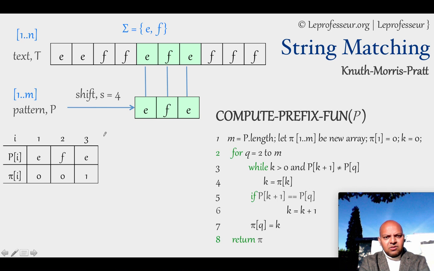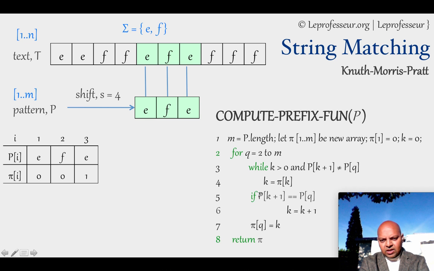Now you see here the pattern is EFE, where i indicates the index: first location E, second F, third E. Then let's see how pi is being calculated. We initialize pi of 1 to 0, and the variable k is 0. Now for q equal to 2 to m, while k is greater than 0 and p of k plus 1 is not equal to p of q. Here k's value is 0, so we jump to line number 5, because we need to satisfy k greater than 0 to stay in the loop.